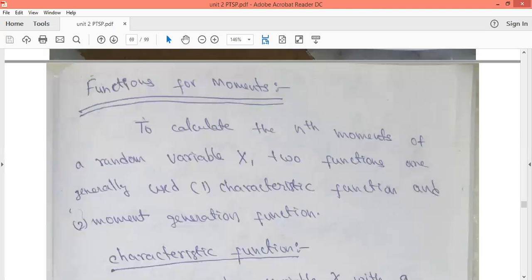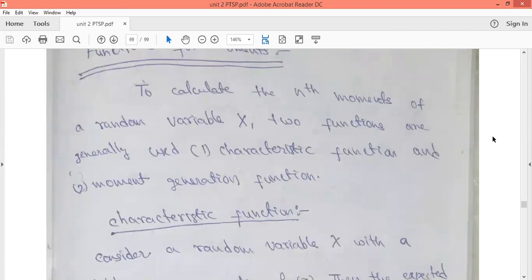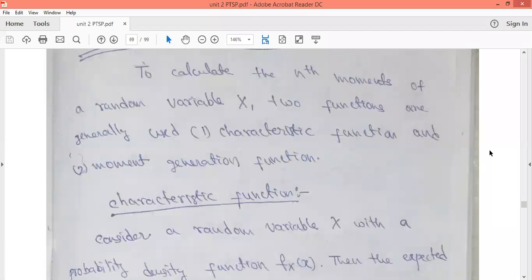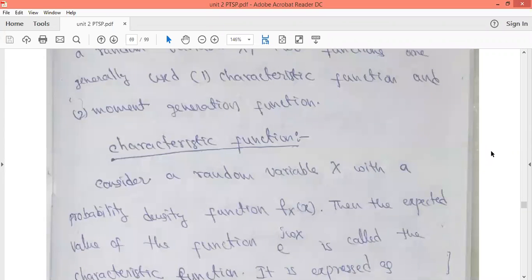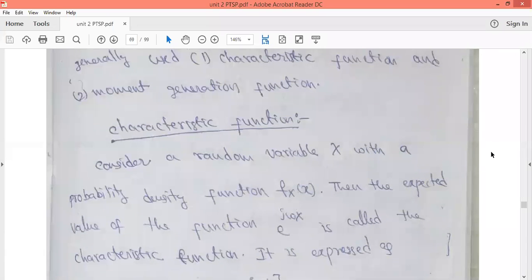So now we'll discuss what are the functions we use to calculate the nth moment of a random variable. Here we have two functions to calculate the nth moment of a random variable, that is the characteristic function and the moment generating function. These are the two functions we use to find out the nth moment of the random variable. First we'll discuss what is the characteristic equation.